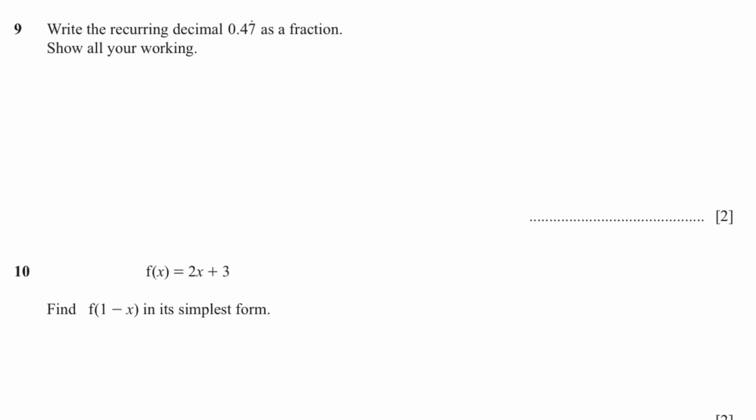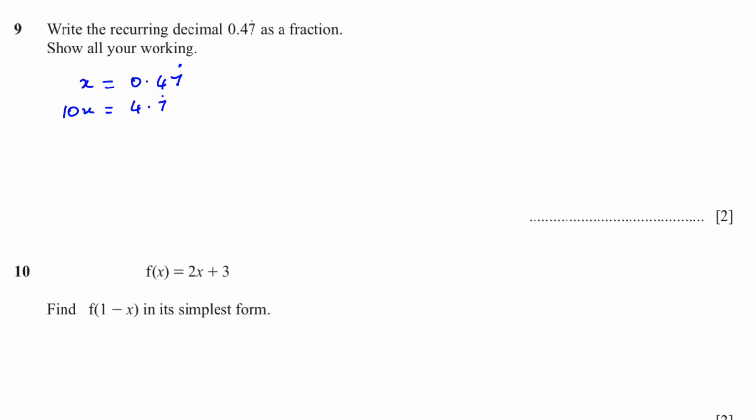Question number 9. Write the recurring decimal 0.47 as a fraction. Show all your working. For a question like this, first write let x equal to 0.47. Multiply by 10. You have 10x is equal to 4.7. The dot on the 7 means that it is recurring. It keeps going on. You should have the same number after decimal. Here you have 4 and here you have 7. They are not the same.